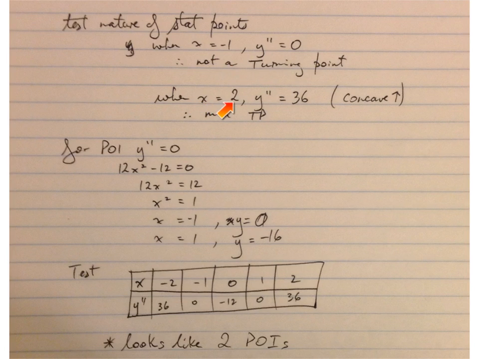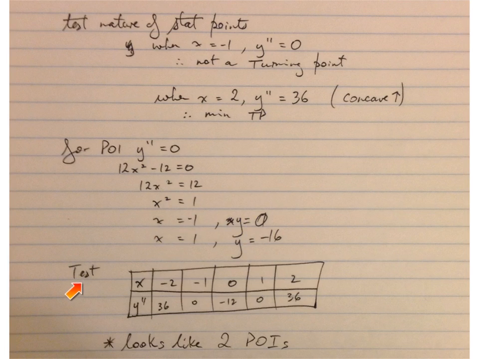There's the test at x equals 2, y double dash equals 36, so it's a minimum turning point. And this description again is important in terms of your working. For a point of inflection, we want the second derivative equal to 0, and you can look at that. We get two answers, positive 1 and -1. Again, find your y coordinates straight away.